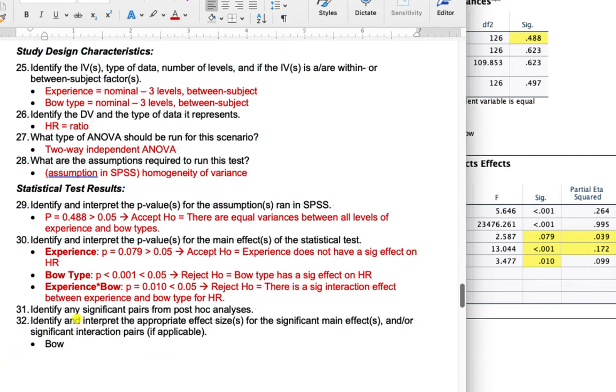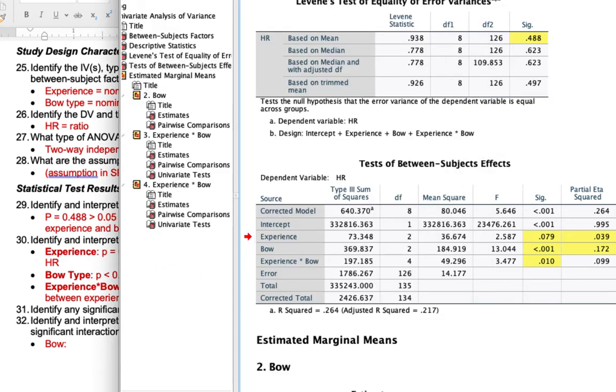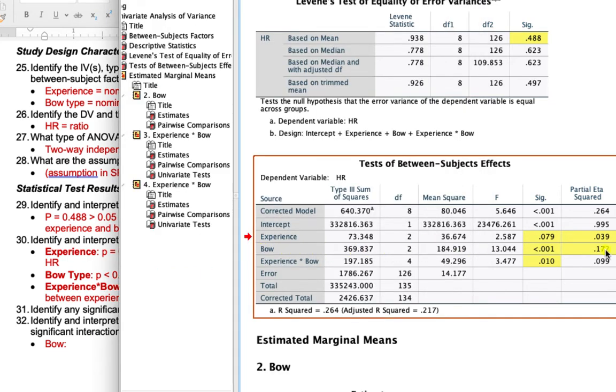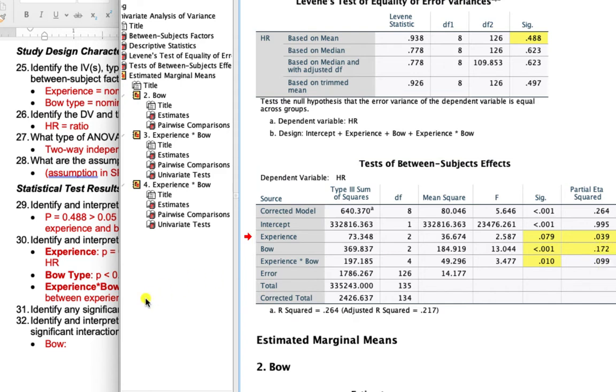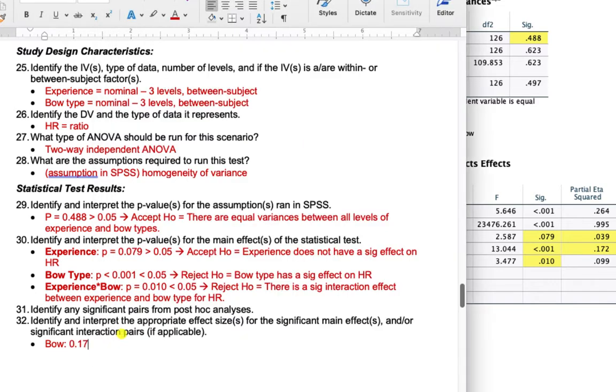So for bow, our effect size is listed in the row associated with bow, and it is our partial eta squared, 0.172. Okay, this is larger than our large effect size criteria, so we would say that we've got a large effect size for the differences between bow types.